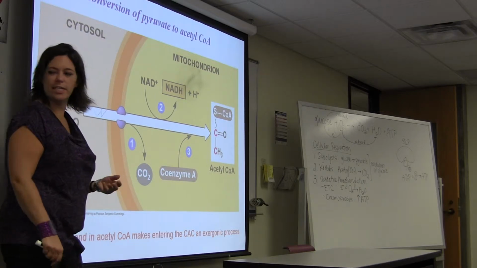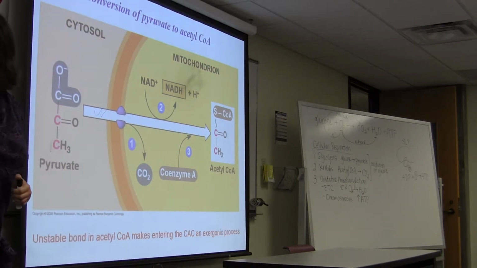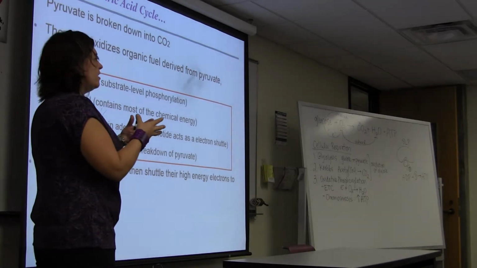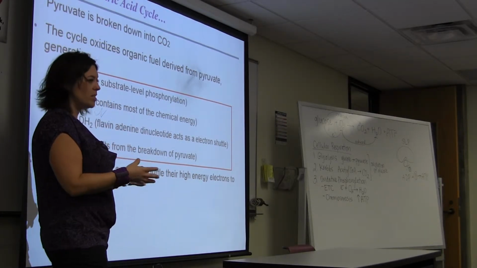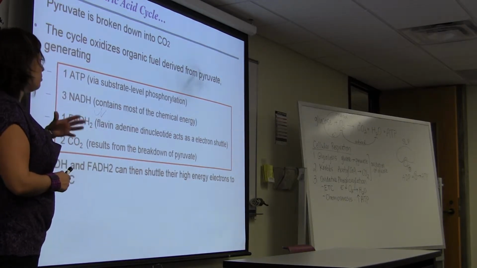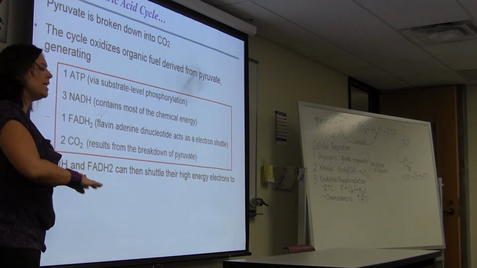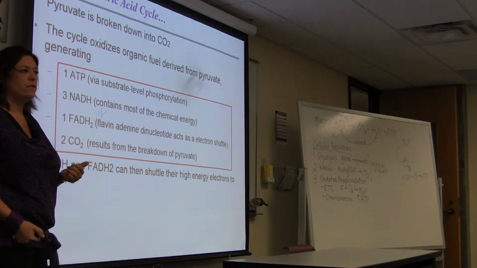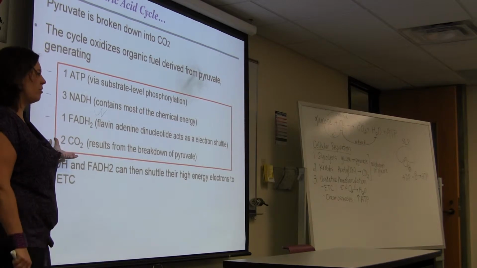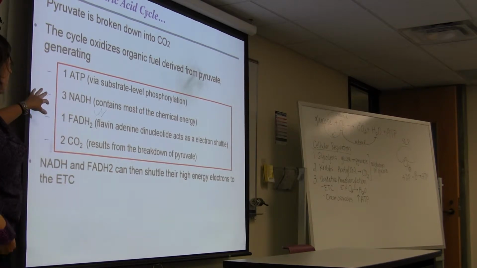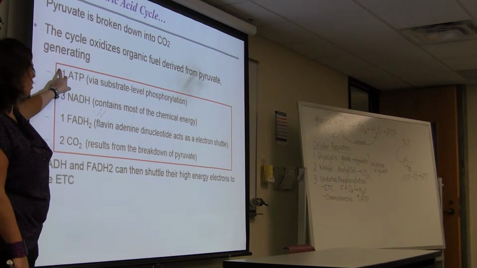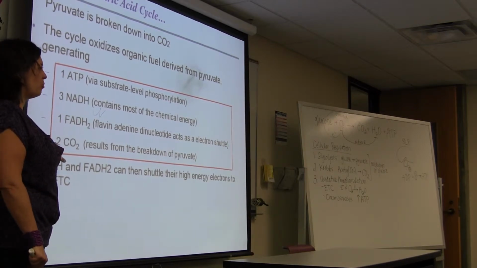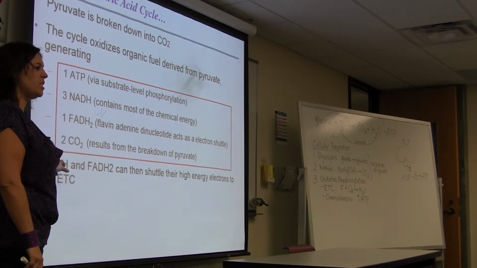And so once you've done this transition period, it's going to be able to feed into the Krebs cycle. And again, the point of the Krebs cycle is to complete the breakdown of glucose. And so the products of the Krebs cycle are going to be here in red. And you're going to end up making, and by the way, this is per 1 molecule of pyruvate, or per 1 molecule of acetyl-CoA.